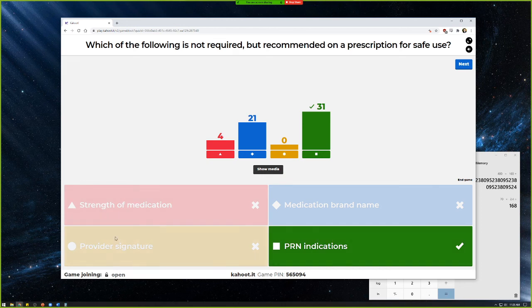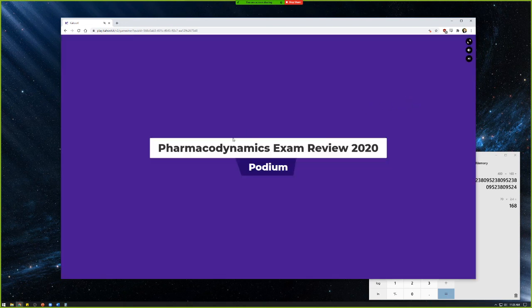Strength of the medication, provider signature has to be there, right? Even if it's an electronic signature for non-controlled substances, it has to be on there. Strength has to be on there as well, right? So those are the main things. Okay, let's see. So that's it.